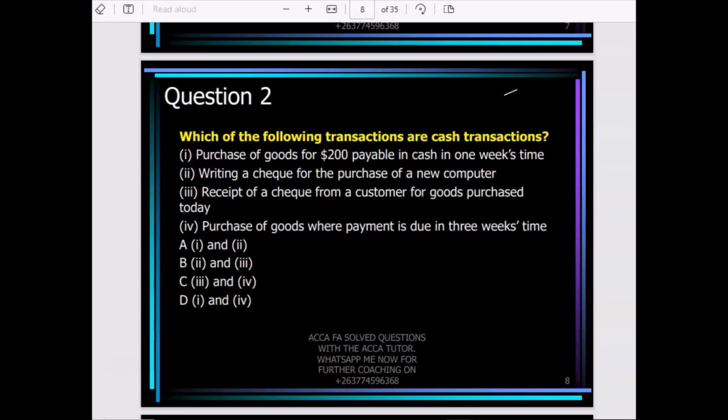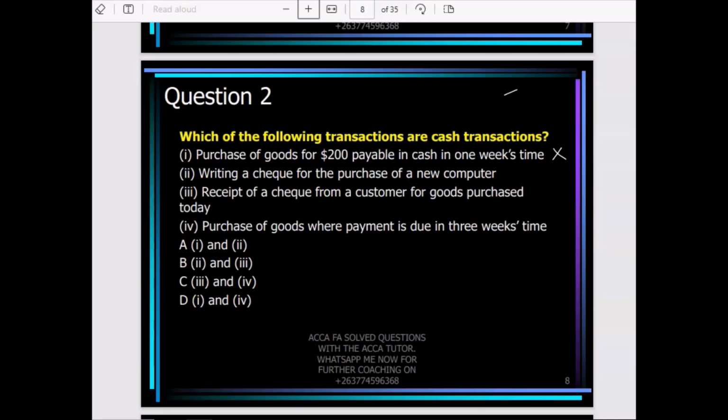Hello, ladies and gentlemen. Welcome to question number 2 as we are continuing with our presentation. The question says, which of the following transactions are cash transactions? Statement number 1 is saying, purchase of goods for $200 payable in cash in 1 week's time. So if we are making a payment at a later date, therefore this one is not a cash transaction. Rather, it is a credit transaction.